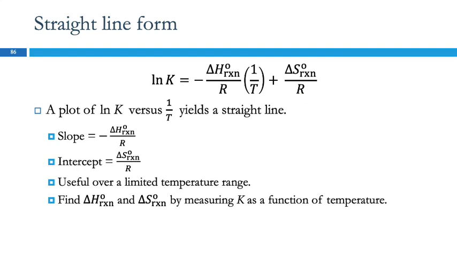So, y equals mx plus b. This is our y, and this is our x. So if you graph the natural log of the equilibrium constant versus 1 over the temperature in Kelvin, you'll get a straight line. The slope of that line is going to be negative delta H over R, and the intercept will be delta S over R.